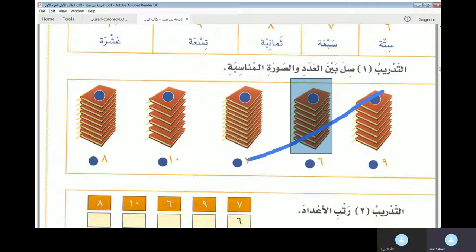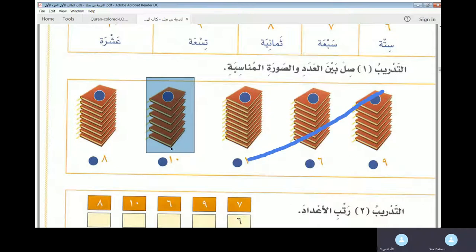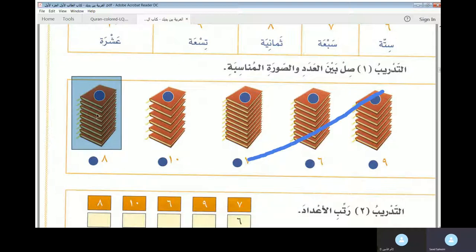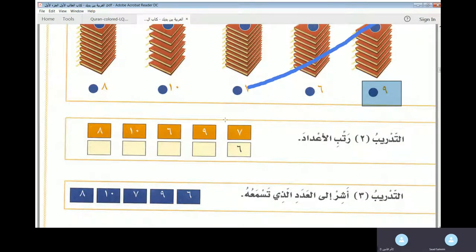Okay, now we have 1, 2, 3, 4, 5, 6, 7, 8, 9, 10 books. Ashratu kutubin. Six books. Kitab, yes, kitab, kutubin. Then 1, 2, 3, 4, 5, 6, 7, 8, 9 books. Tis'atu kutubin. Read this.